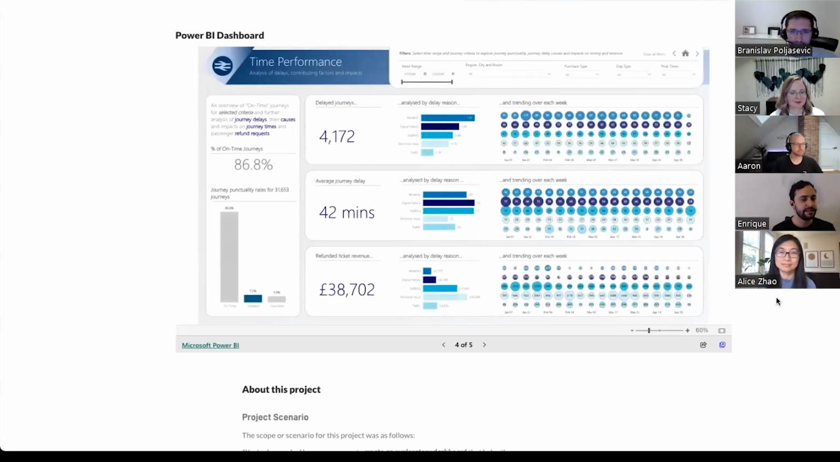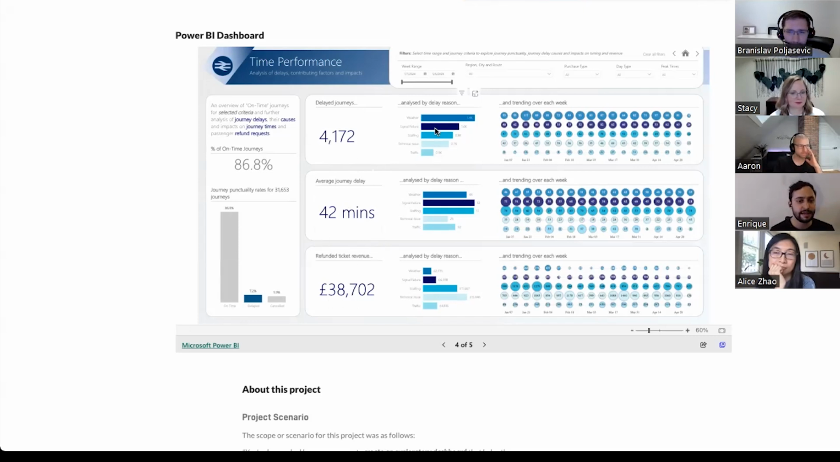So this is talking about the delays and cancellations. Gerard is strictly going to focus on the delays here, not on the cancellation. And from there, again, top level view, 86% on time, 7.2 are delayed. From there, he kind of looks at this in 3 different metrics. So number of delayed journeys, average delay, and refunded ticket revenue because of those delays.